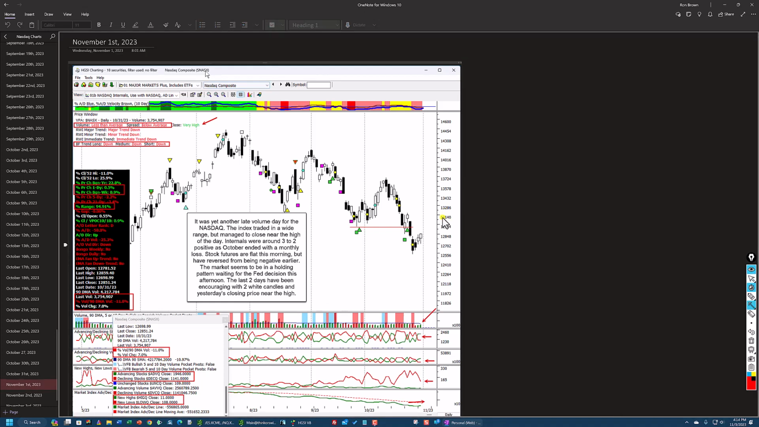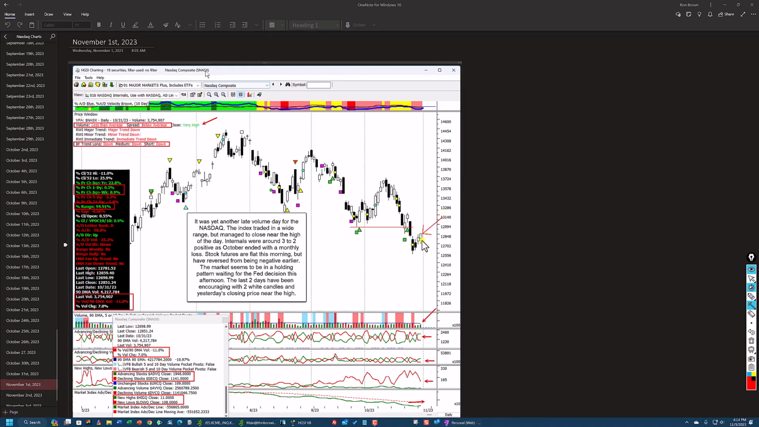So you can see it closed near the high: it opened here, traded down to here, and then closed near the high. Volume was light once again. The internals right here were positive, with the green bar above the red bar. Okay, moving on down.